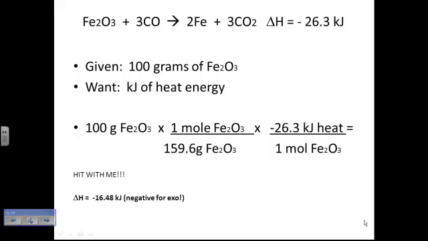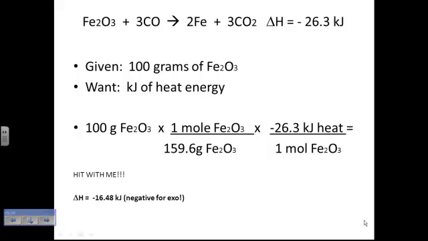We need to go from the gram into the mole, so we use the formula weight. We call that the molar mass of our reactant, iron 3 oxide. Iron at 55.8 doubled plus 16 times 3. That does indeed add to 159.6 as the formula weight of rust, iron 3 oxide. Step 1 cancels the grams.